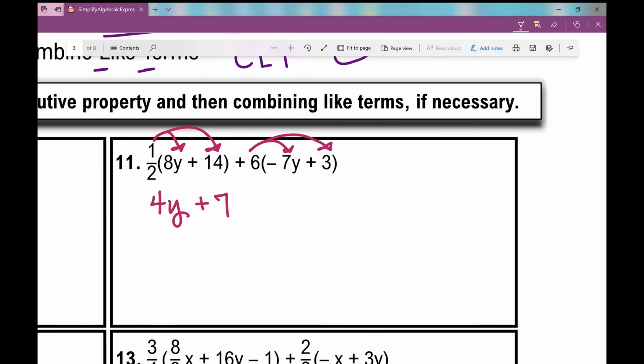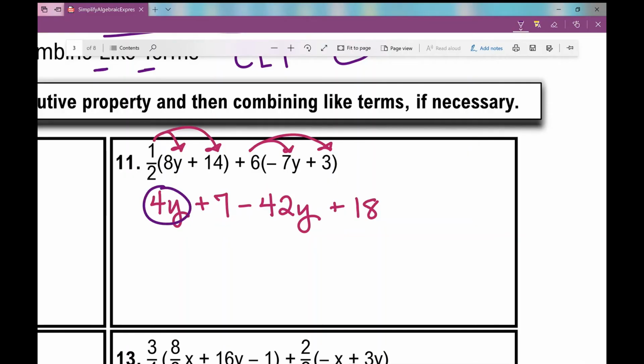Let's do our next set of parentheses. 6 times negative 7y. 6 times negative 7 is negative 42. Don't forget the y. 6 times 3 is positive 18. So when we distribute, we're using our multiplying and dividing integer rules. So let's do the next part. Now we're going to combine like terms. This is where we use our adding and subtracting integer rules.